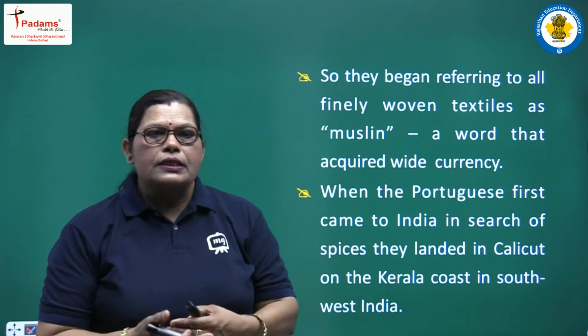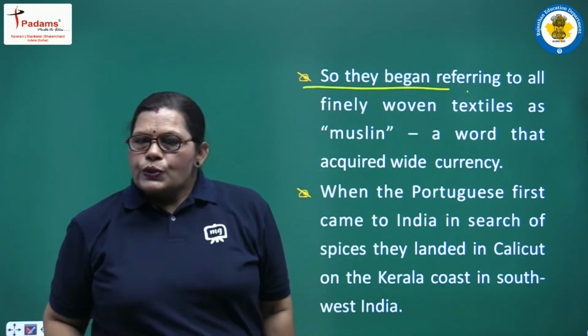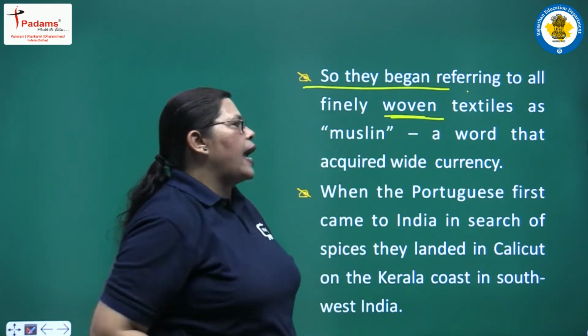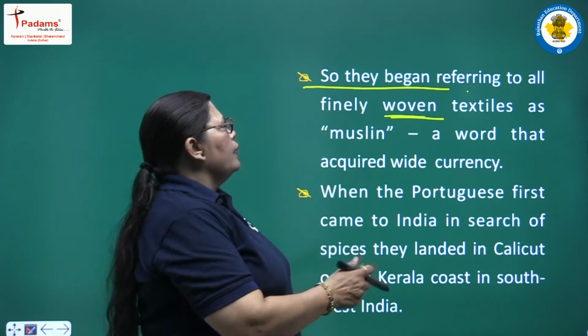When we are discussing this thing, this main thing is important as well. So they began referring to all fine woven textiles as muslin. This muslin word came from where?